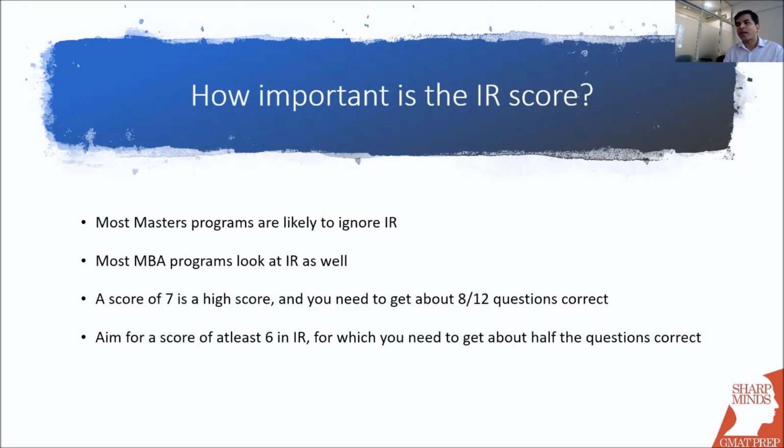So again, in terms of strategy, if you look at time management with a target of just 6 and not all 12 correct, suddenly you have a lot of time per question. So you can strategize in that way and at least achieve this kind of a minimum score in this section. So that's all for the IR overview.